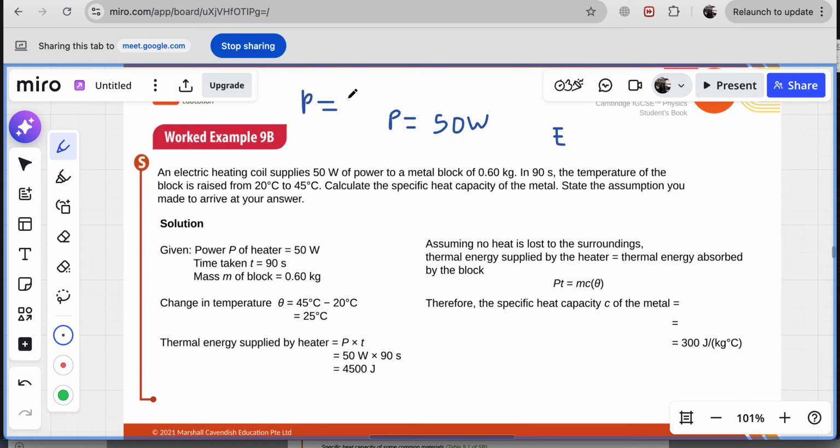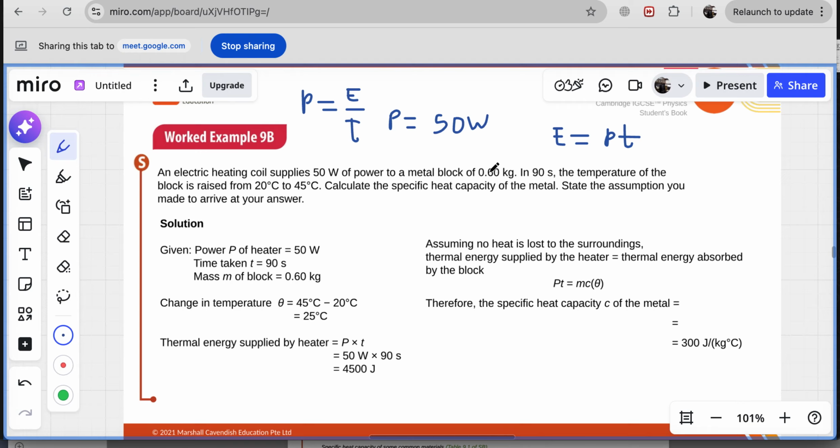Power is energy over time. So when you cross multiply, power is energy divided by time, which means energy will be power times time. So they've already given me the power. When they give me the time, I multiply them and I get my energy. The question says an electric heating coil supplies 50 watt of power to a metal block of 0.6 kg in 90 seconds. So they've given you the time.